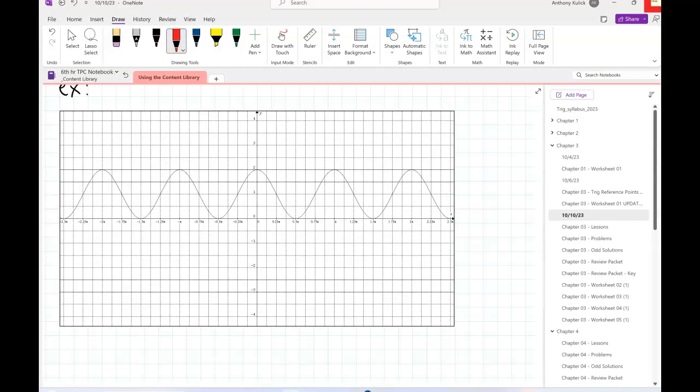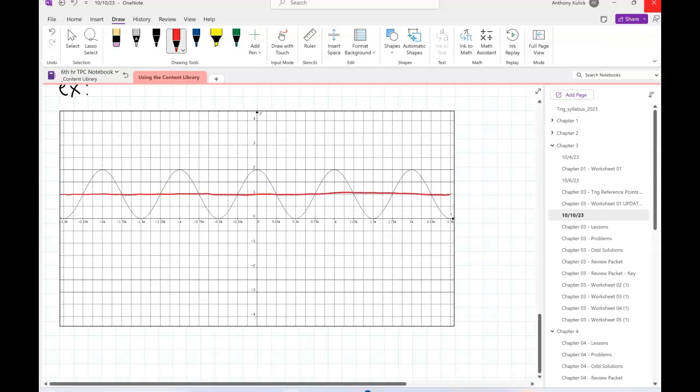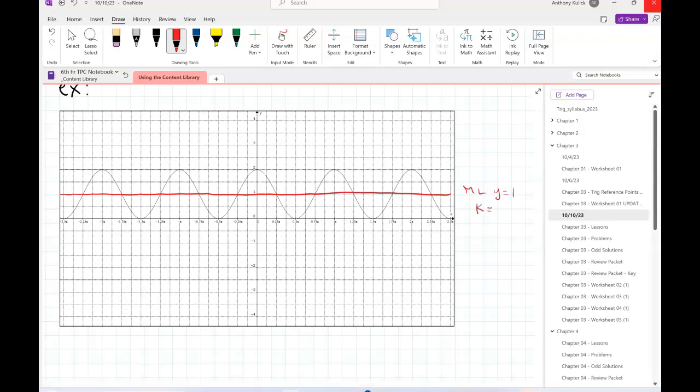What do I start with trying to find first? Who remembers? Midline is correct. Good. What is the midline in this picture? Looks like it's going by ones. That's 1, 2, 3, 4. So I guess it's going by halves or whatever. Yeah. So it's the line right here, y equals 1. That tells me the k is 1, right?